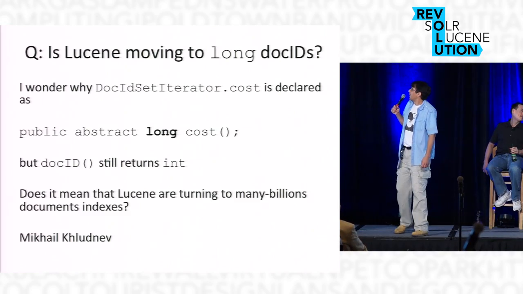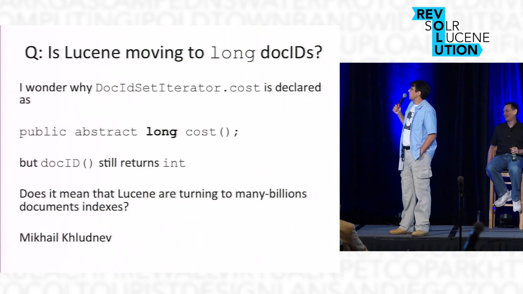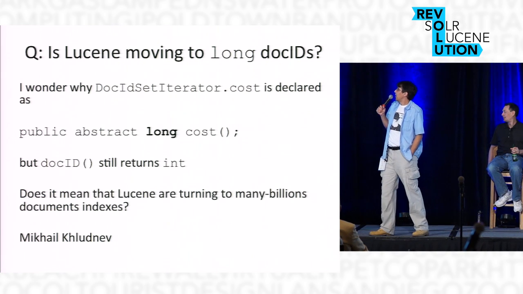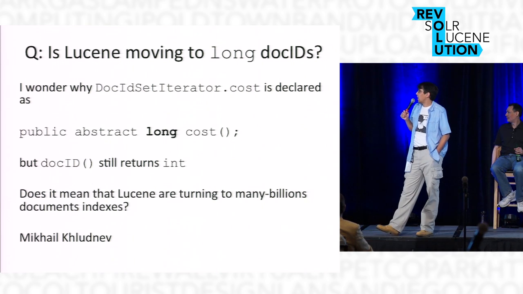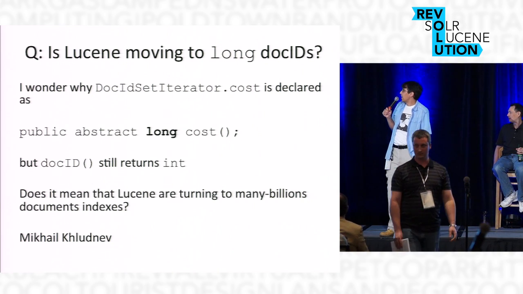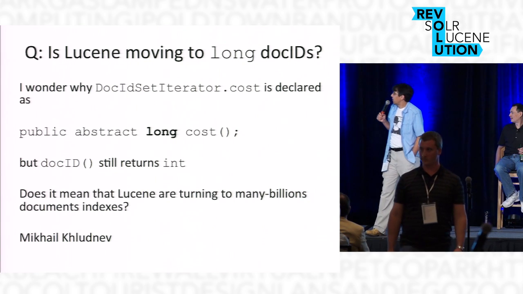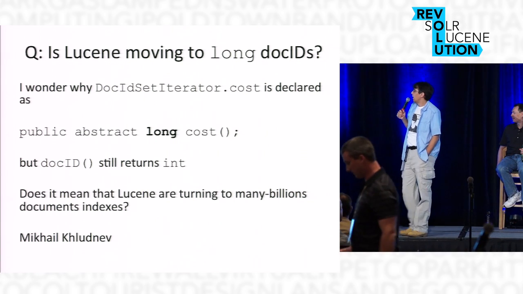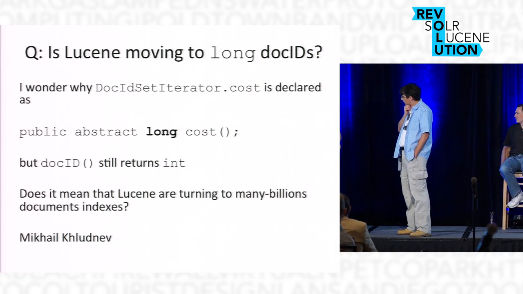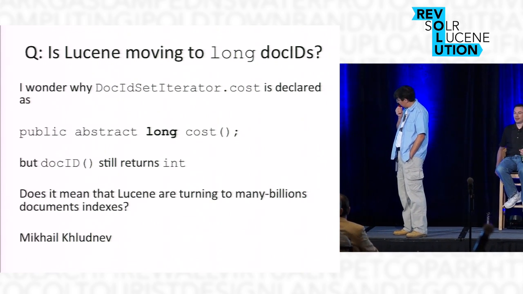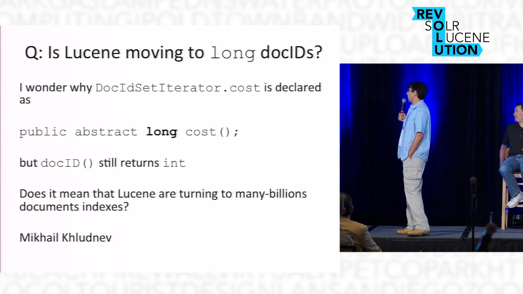Another one from Mikhail: Is Lucene moving to long doc IDs? I wonder why DocIdSetIterator cost is declared as public abstract long cost, but docID still returns an int. Does it mean that Lucene is turning to many-billion-document indexes? There was actually a question on the Solr user list today asking the same question. So people want to know.